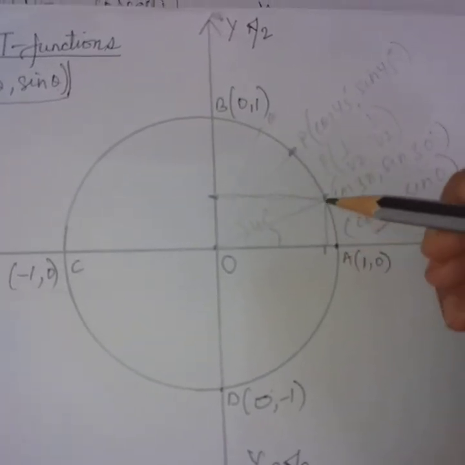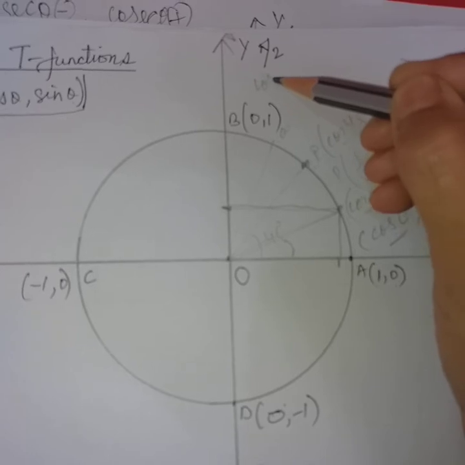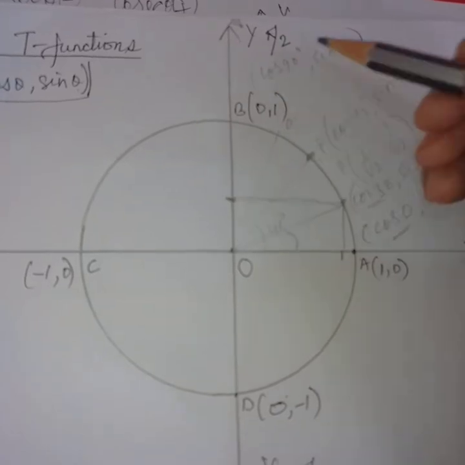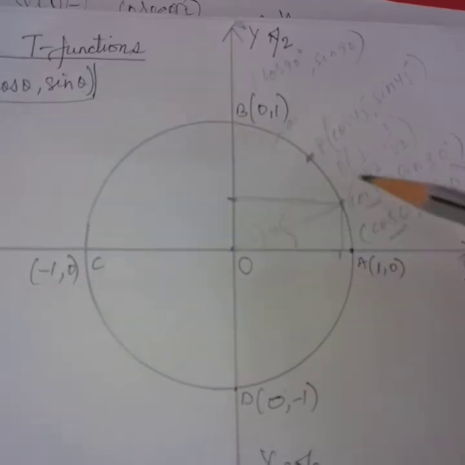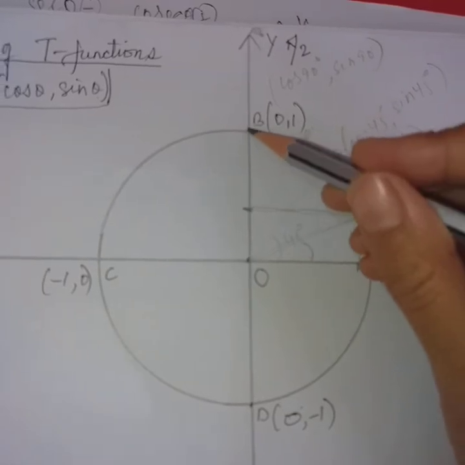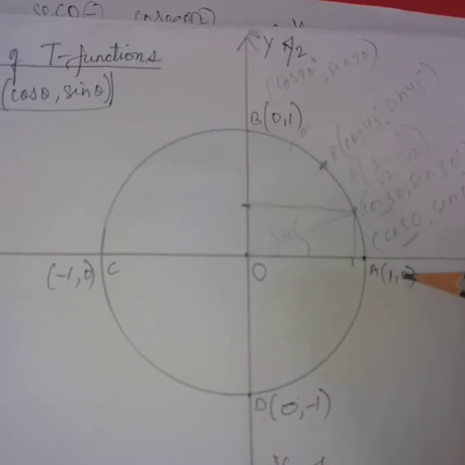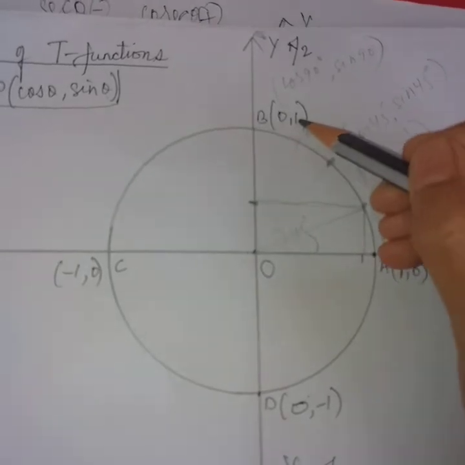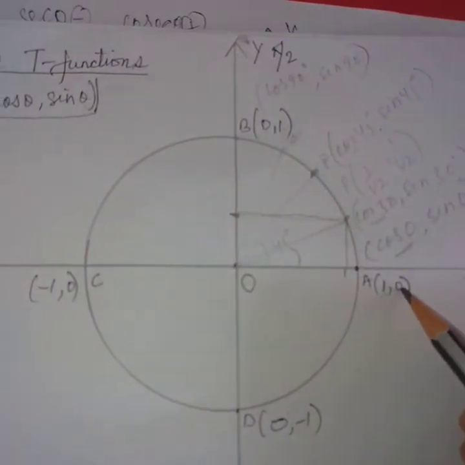As we move on this circle, at 90 degrees, cos 90 is 0 and sin 90 is 1. That means here at 0, cos 0 was 1, and as we move on, the value of cos goes on decreasing, and at this point cos becomes 0. And here sin was 0, sin keeps on increasing along the y-axis, and sin becomes 1. So here cos changes from 1 to 0 and the value of sin changes from 0 to 1.